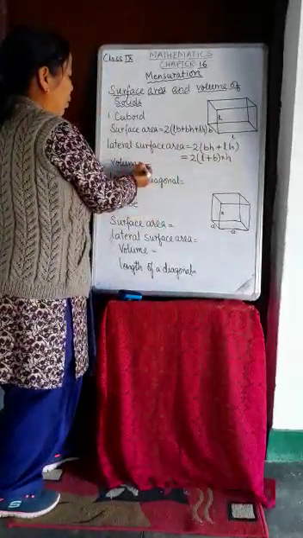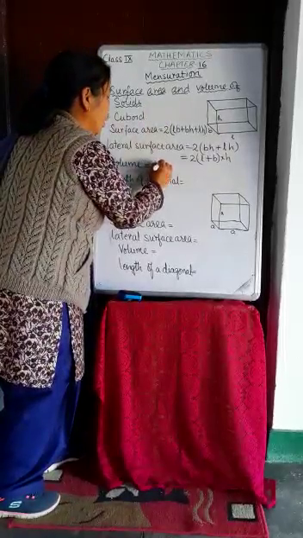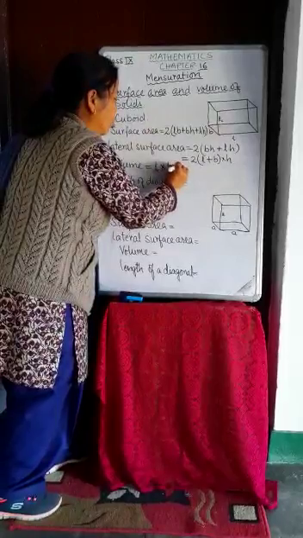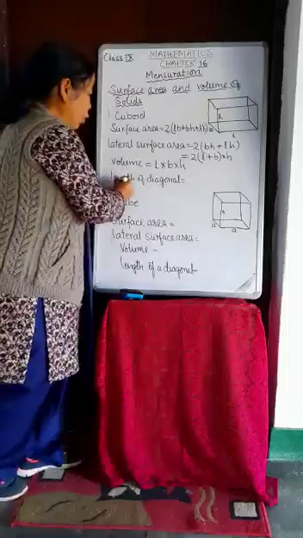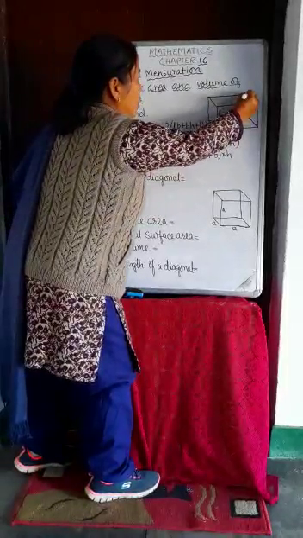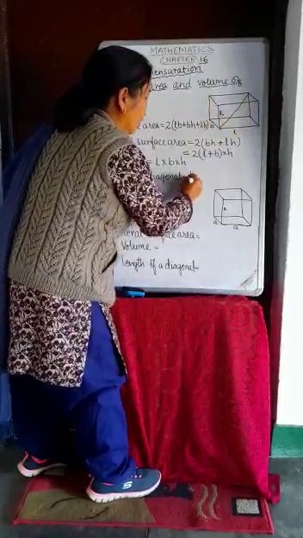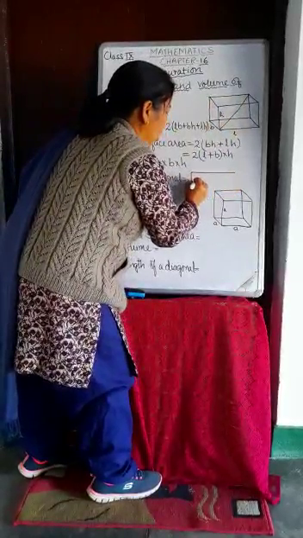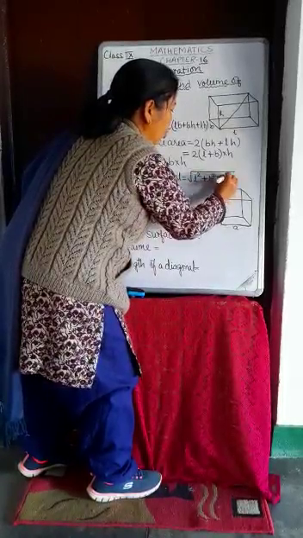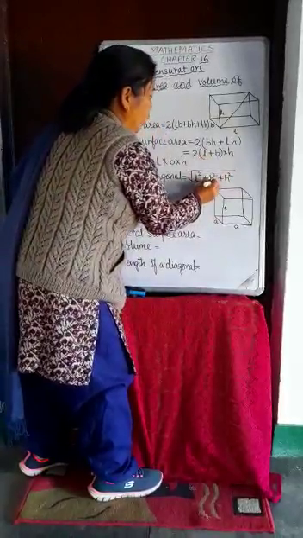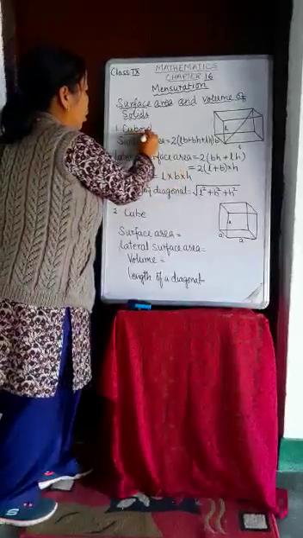And now the formula for volume of cuboid. The formula for volume of cuboid is length into breadth into height. Length of the diagonal. The diagonal is the distance from this corner to this corner. So the length of this diagonal is under root L square plus B square plus H square, that is, length square plus breadth square plus height square. So these four formulas are given for the cuboid.